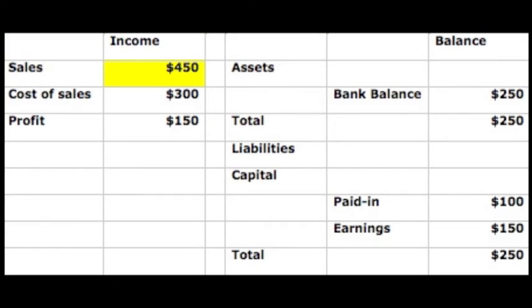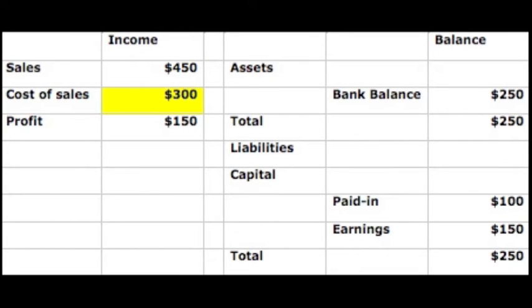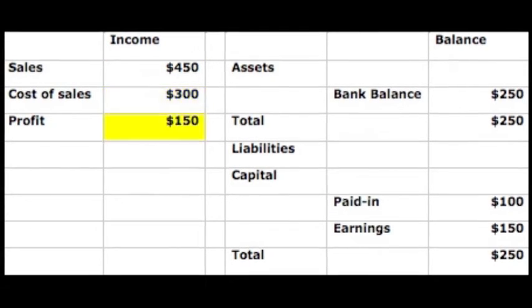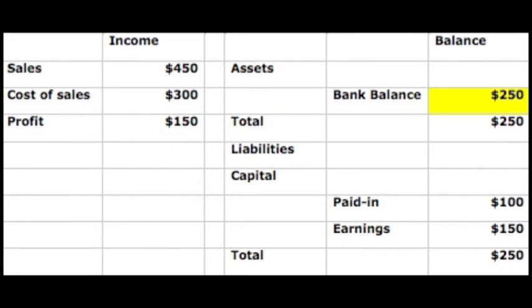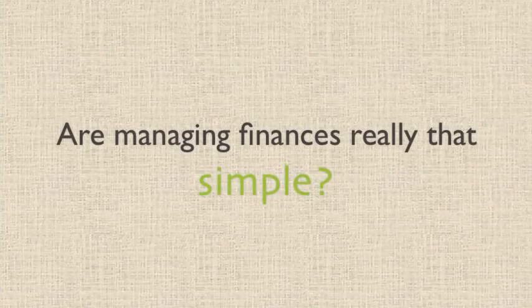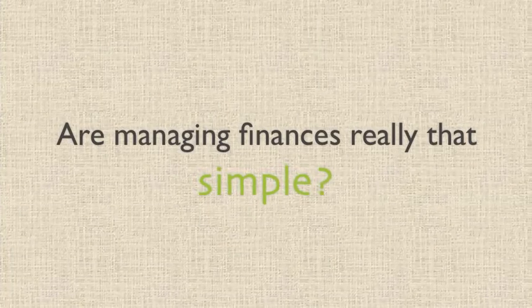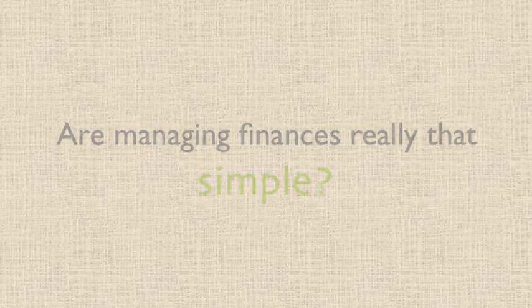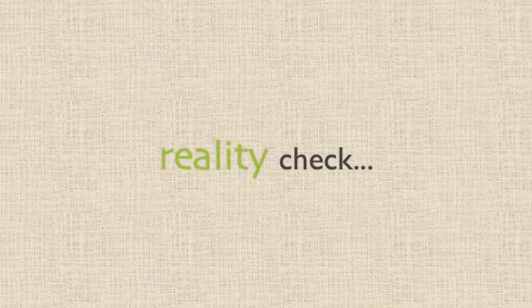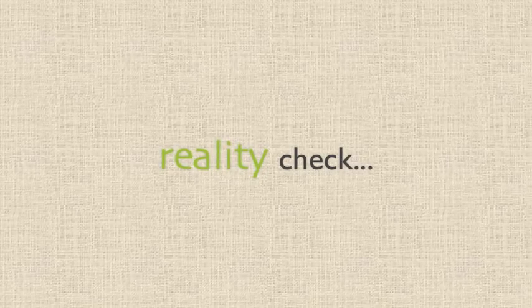After selling 3 widgets, this is how your financial statement might look. You have made $450 in sales, and it has cost you $300, which means your profit was $150. By adding our profit of $150 to our original $100 in capital, we now see our bank balance is $250. Managing your widget business's finances seems pretty simple right now. However, the example we have created is far from reality, because it assumes that all customers are going to be paying with cash.